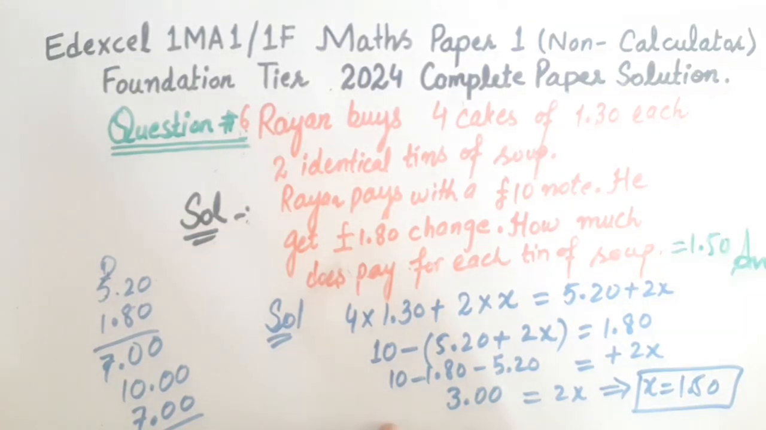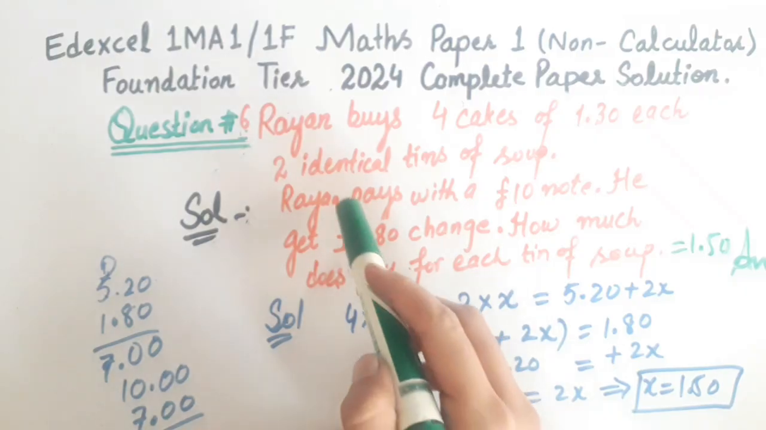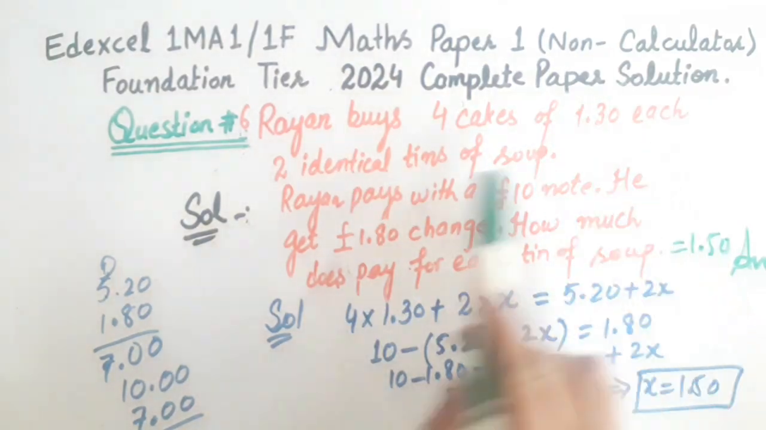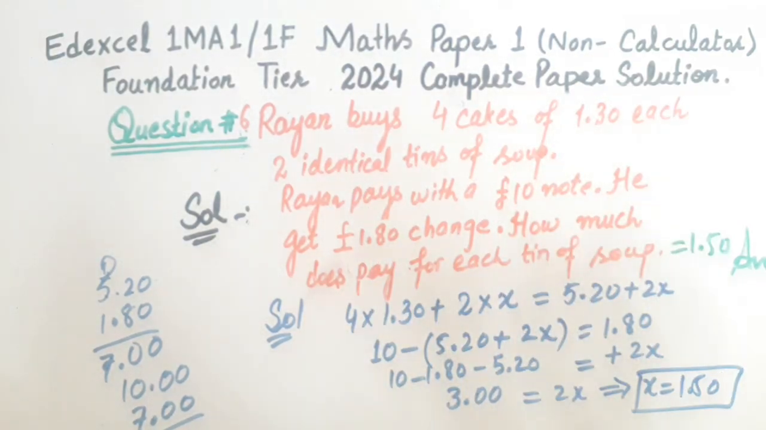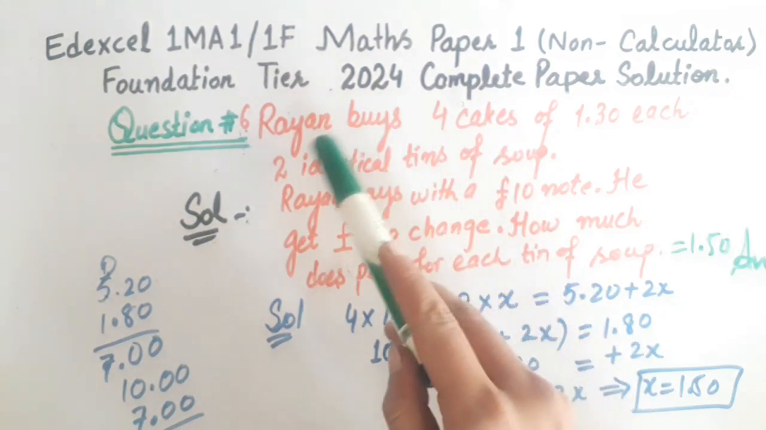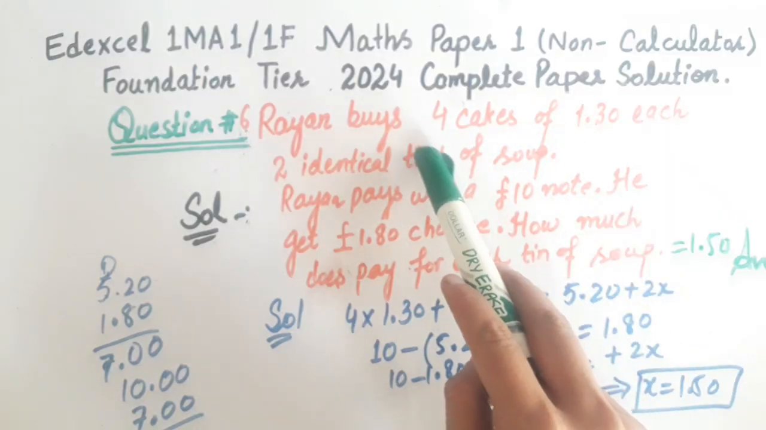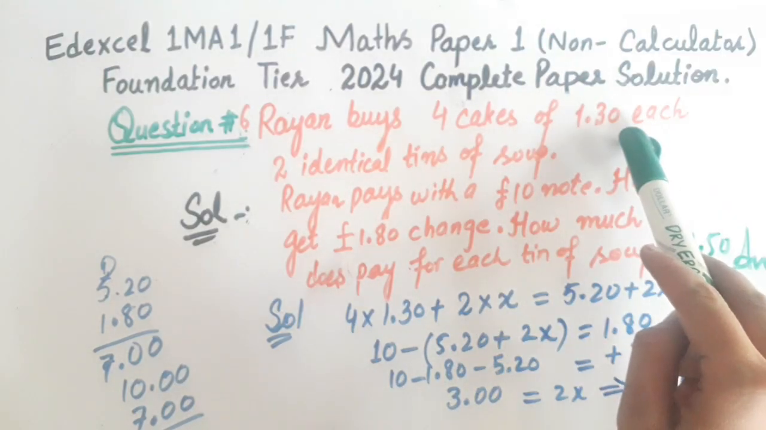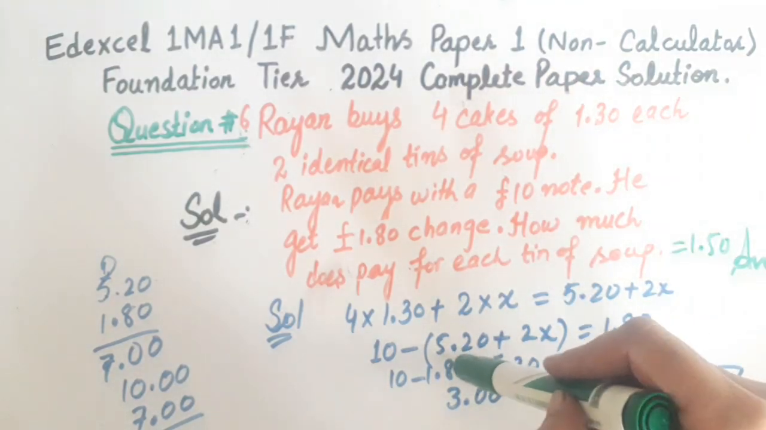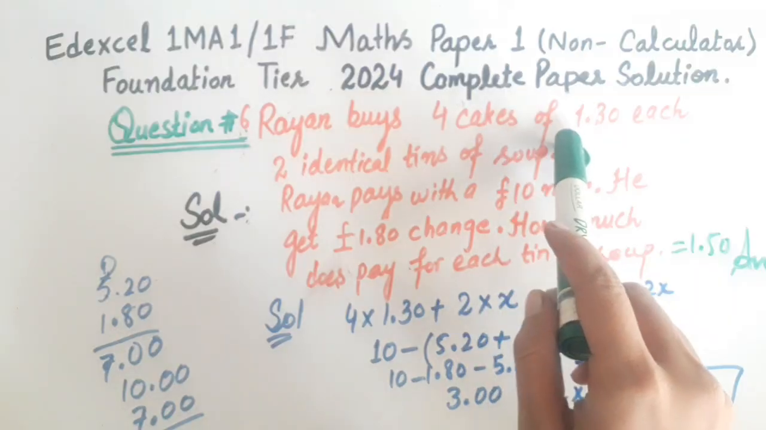Now this easiest question contains 4 marks. If you understand the situation of this question, the statement of this question, you can easily solve. I repeat this again: first of all you see that he buys 4 cakes and you know the price of each one. You will multiply 4 by 1.30, you get 5.20. So this is the price of cakes.